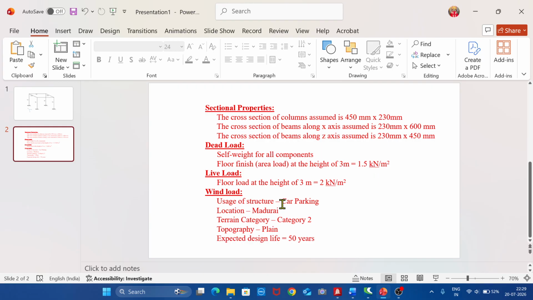And wind load we are going to give. The usage of structure is car parking, location Madurai, terrain category 2, topography plain, and expected design life 50 years. So these are the data which we are going to give for wind load analysis.